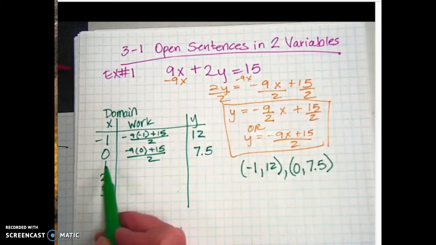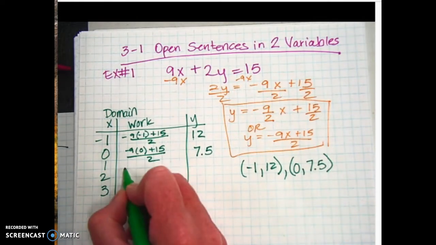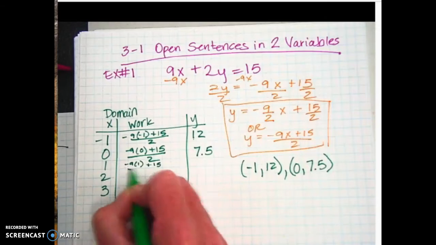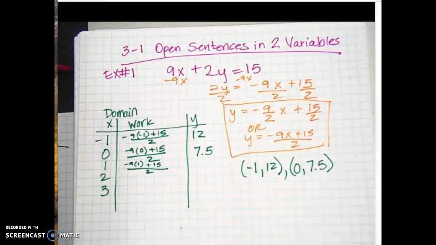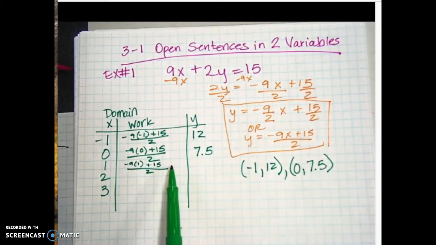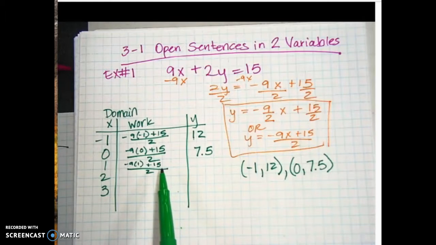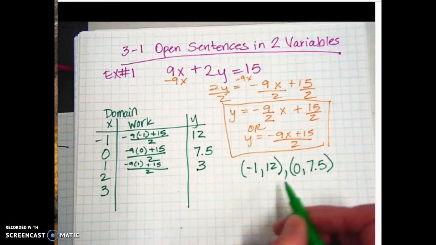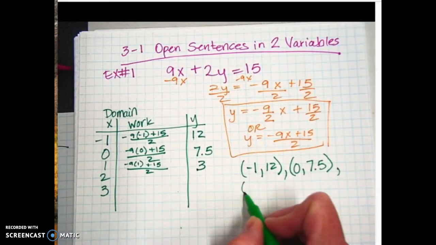Right? Now let's plug in positive 1. So we're going to say negative 9 times 1 plus 15 over 2. I'm running out of room. So negative 9 plus 15, that's 6. 6 divided by 2 is 3. And so your next ordered pair is 1, 3.